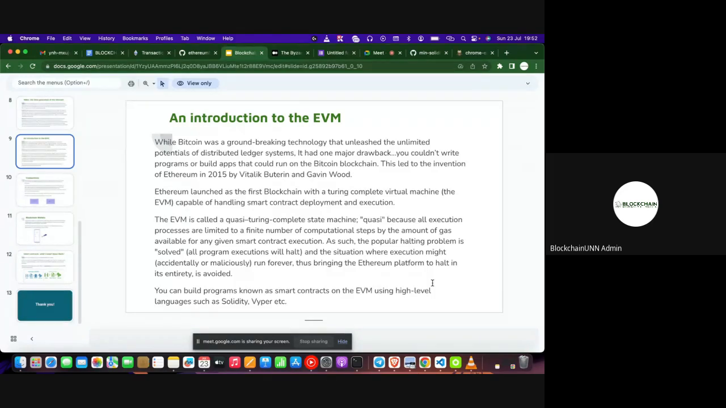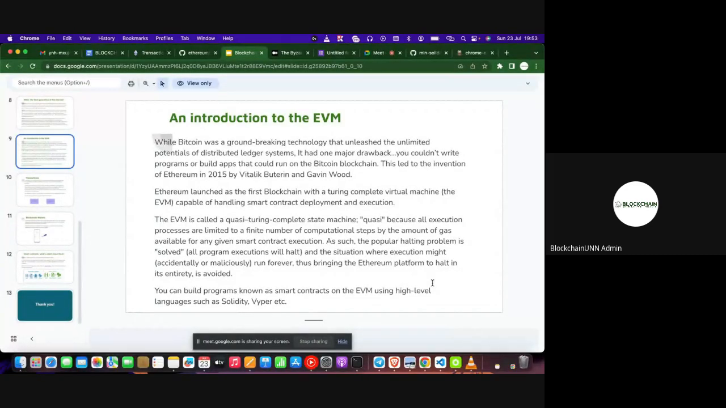But Ethereum came in with something more novel, and that was a virtual machine capable of handling smart contract deployment and execution. So basically, what exactly is the EVM? Like I said earlier, EVM stands for the Ethereum Virtual Machine, and it's basically a quasi-Turing complete state machine.